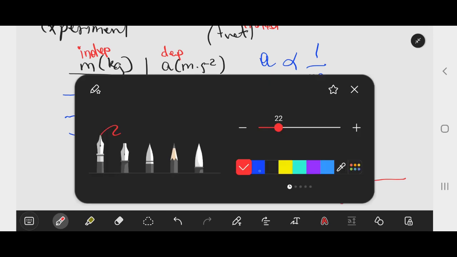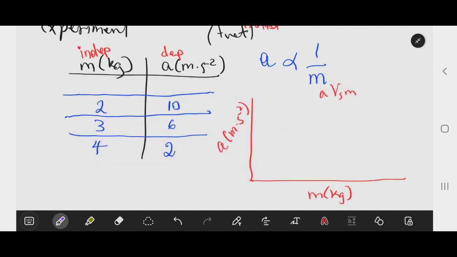For the first point, if I were to use a scale of 1, 2, 3, 4, 5 on the x-axis, and a scale of 2, 4, 6, 8, 10 on the y-axis, then if we have a mass of 2, we have an acceleration of 10, and that is up there. And if we have a mass of 3, we have an acceleration of 6. So that is the point there.